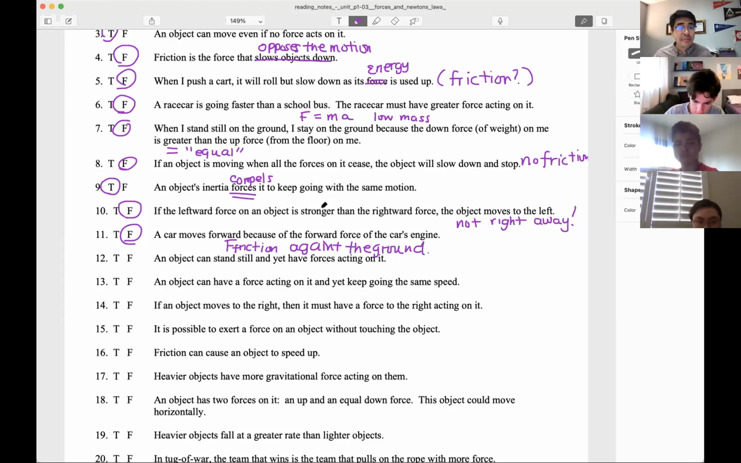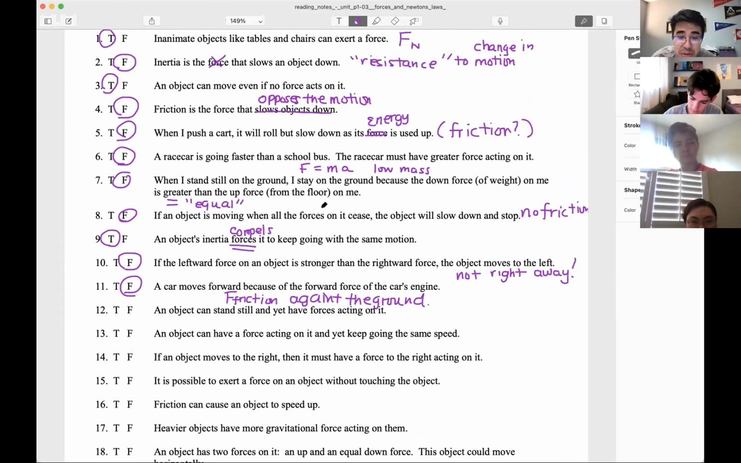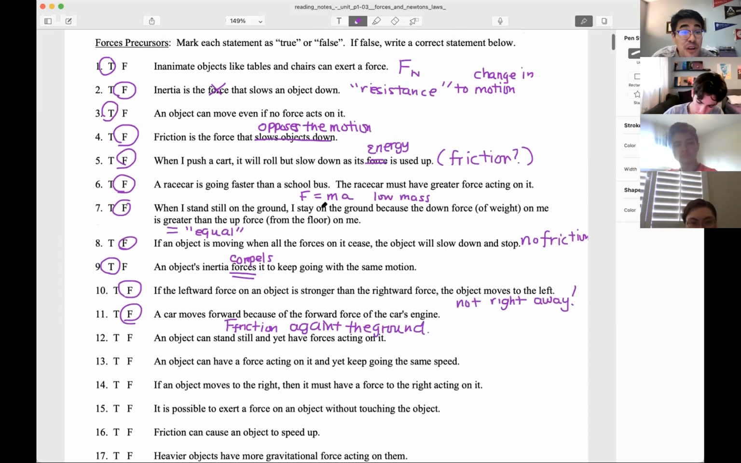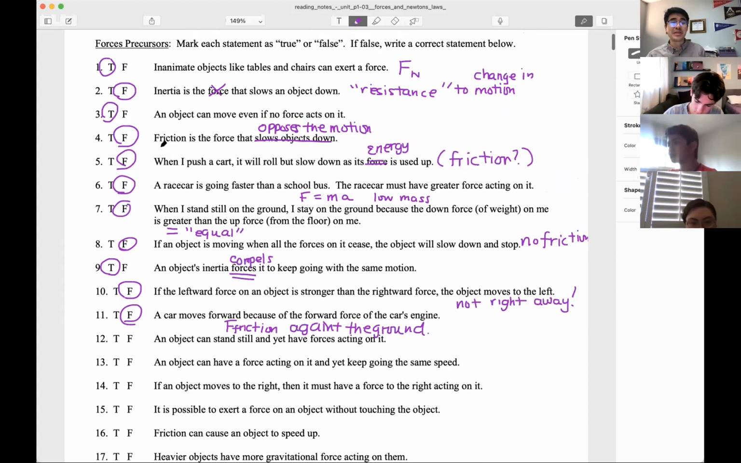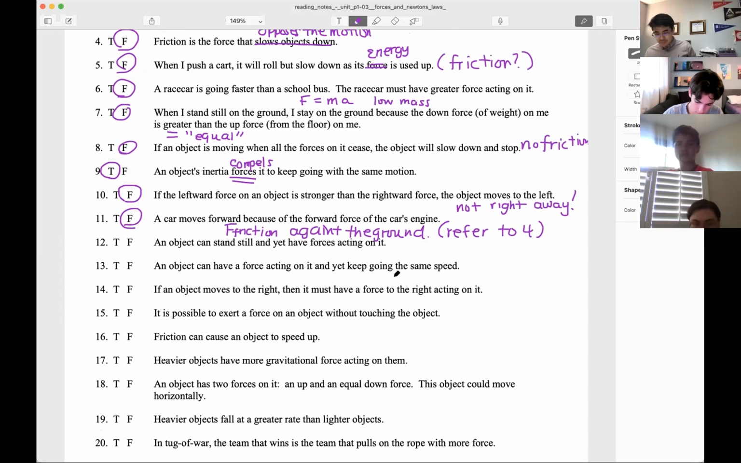And this is the same thing as earlier, the friction slowing the object down, right? This is an example of friction speeding something up. Number 12, an object can stand still and yet have forces acting on it. True. Easy, right? We're doing it right now. Normal force, force of gravity, boom, boom.